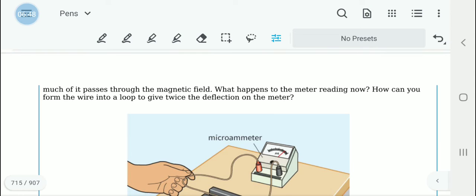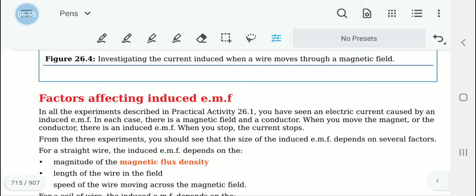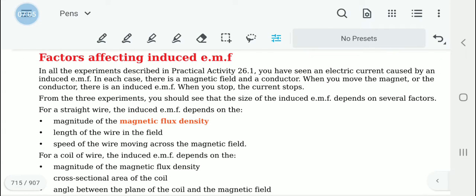So then obviously there would be a deflection on the microammeter. So these are all the three. These are three different ways of investigating the induction of a current when a wire moves through a magnetic field. So then there would be many factors that would affect the induced EMF. EMF stands for electromotive force.